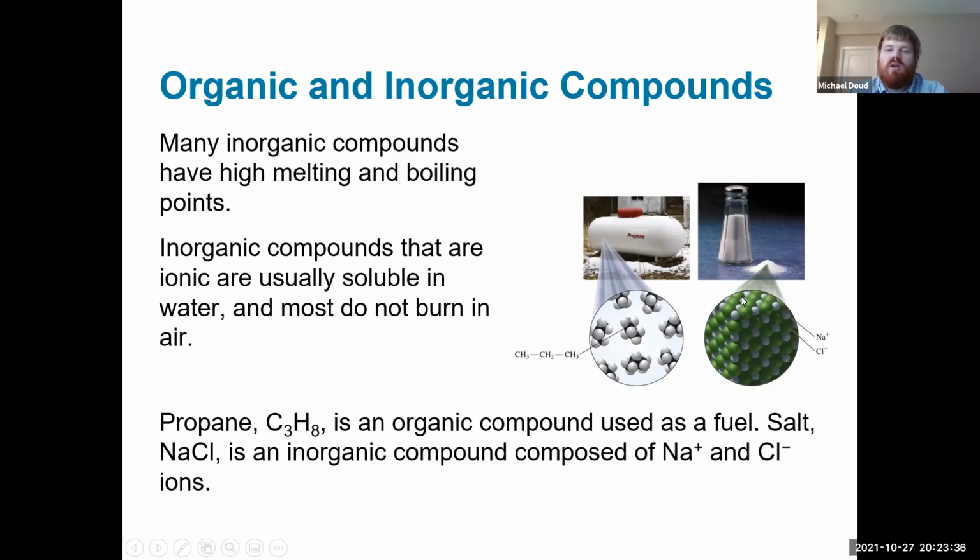And then compare that to salt. Salt, of course, doesn't burn, and it does mix in water, whereas propane, first off, it's a gas, so it has a low boiling point. It's a gas at room temperature, whereas salt is a solid at room temperature.